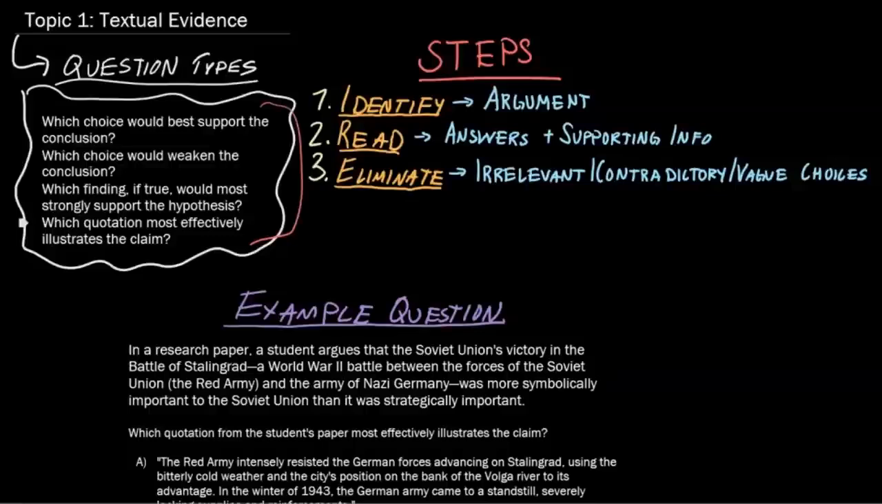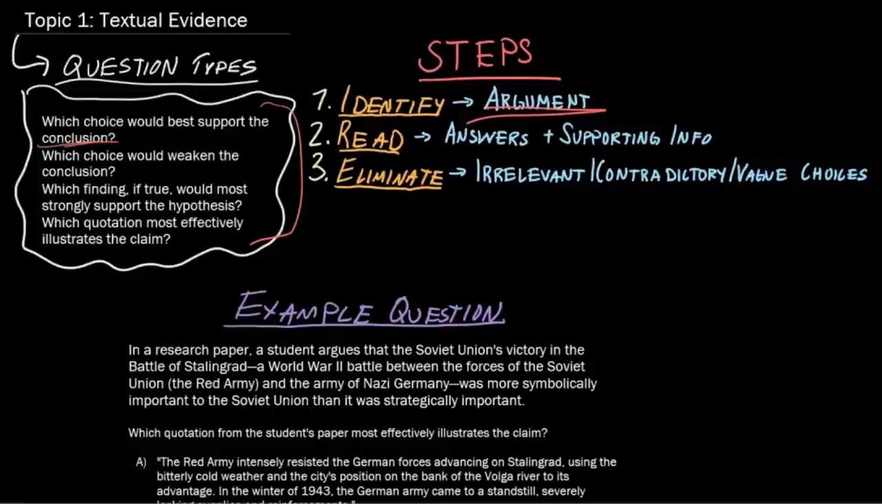These words, conclusion, hypothesis, argument, claim, they all mean the same thing. They will be used interchangeably on test day. We've got a pretty simple three-step plan here. The first step is you've got to identify their argument. This whole question is going to center on what the conclusion is, what the hypothesis is, what the claim is, right? If you can't identify that, you're not going to know how to answer the question. This is the most important step.